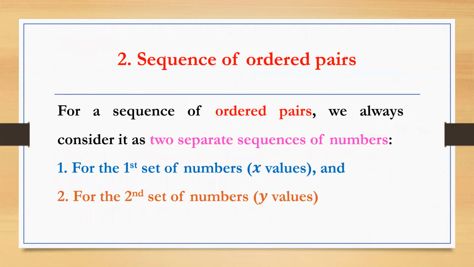You had also learned about the sequence of ordered pairs, and remember, the sequence of ordered pairs can be compared to coordinates, where we consider the x values as a first set of numbers and the y values as a second set of numbers. And each set of numbers will form its different, separate sequence of numbers.